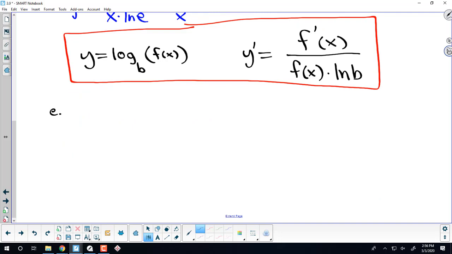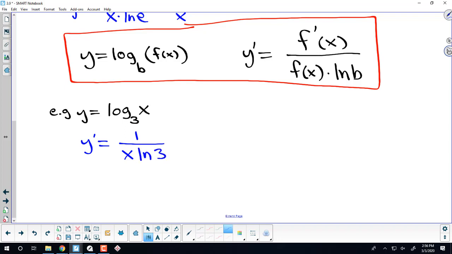So for example, let's say y is equal to the log base 3 of x. The derivative then would be 1 over x, 1 over the argument, times the natural log of the base.